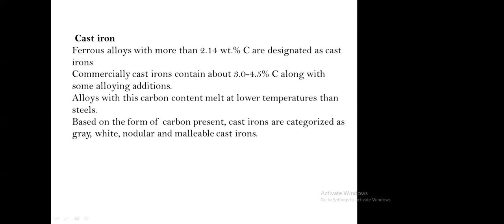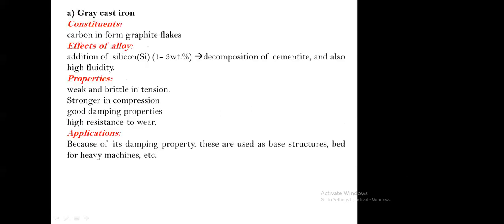So now first of all I will discuss the gray cast iron. The main constituent, carbon, here will be in the form of graphite flakes, which are surrounded by either ferrite or pearlite. Because of the presence of graphite, the fractured surface of this alloy looks grayish, and so the name is gray cast iron.